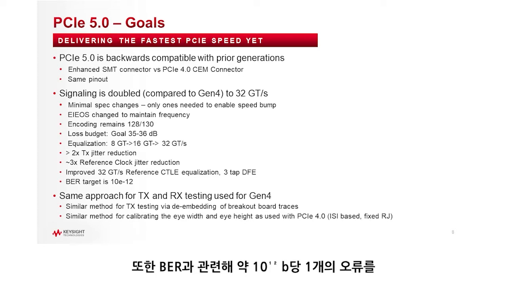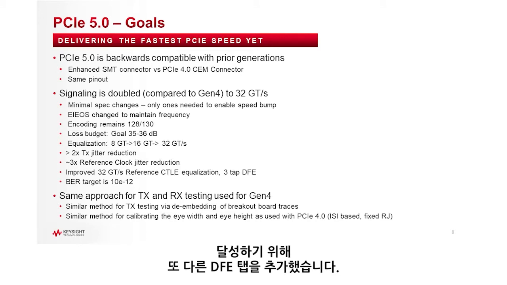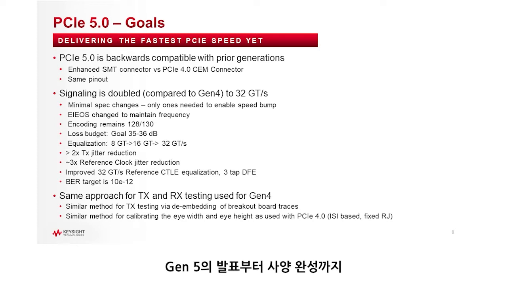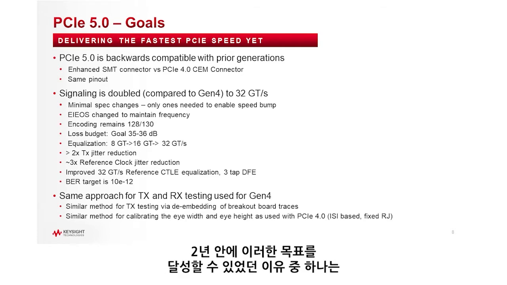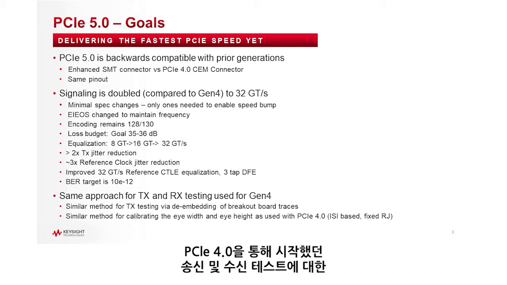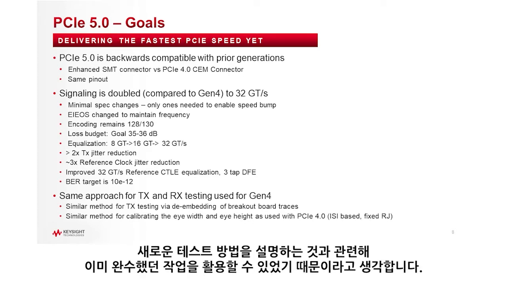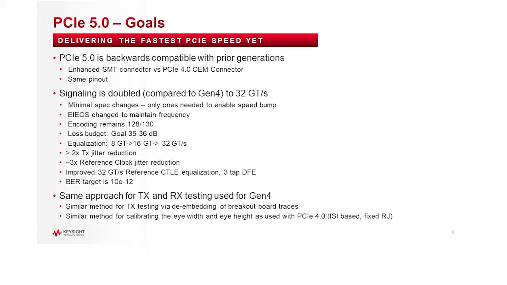We added another tap of DFE, for example, in order to help us achieve the target bit error ratio of 1 error in 10 to the 12 bits. Now, one reason I think that we were able to achieve this in a 2-year time frame from the announcement of Gen 5 until the completion of the spec was that we were able to leverage the work we had already done in describing new test methods for transmit testing and receive testing that were pioneered with PCI Express 4.0.